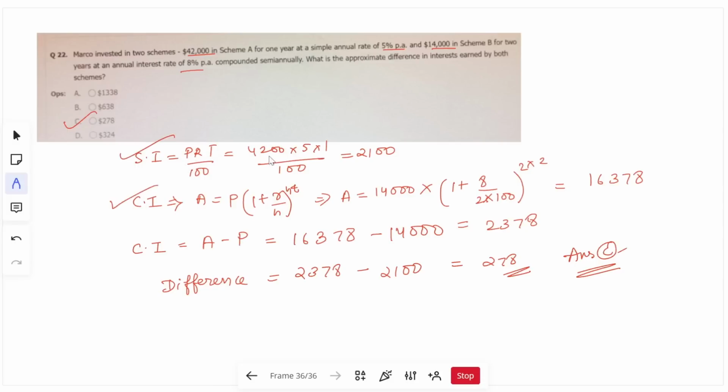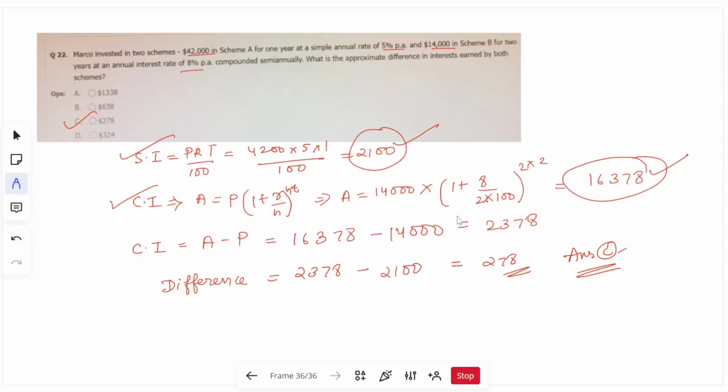Principal is given to us 42,000, and then rate is 5%, and then time in years is 1. Okay, so then divided by 100, which equals 2100. Finally, when you solve it, you will get the value as 16378, and for compound interest you will get the value as this one, and for simple interest you will get the value as this one. Okay, so see, this is the amount value.